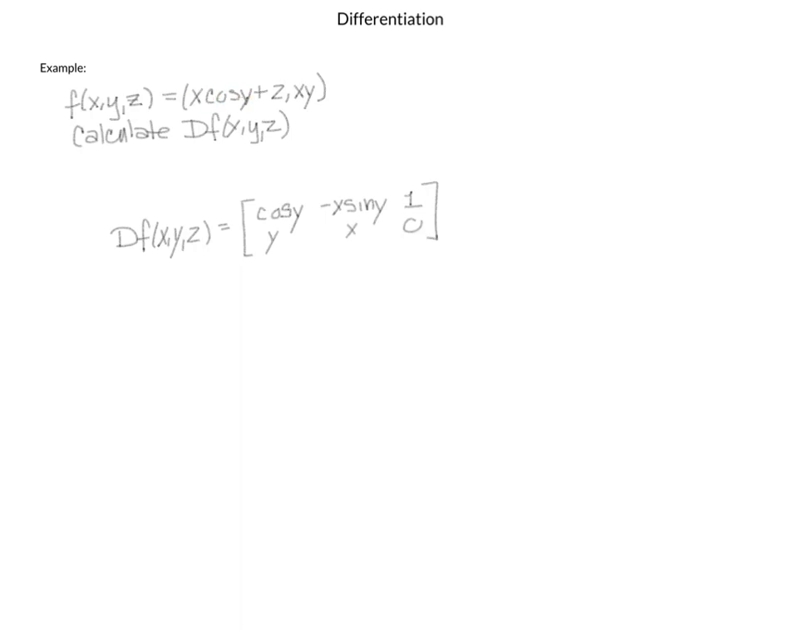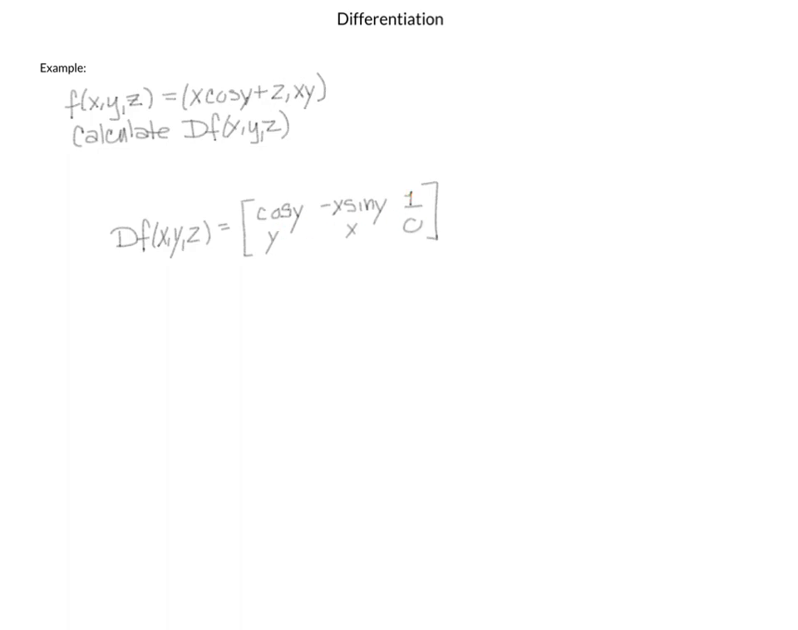So again, starting here for this first line, the derivative of this with respect to x, cosine y is just considered a constant. So x times a constant, the derivative of that is just a constant. And then z goes away because it's just a constant. Next, we take the derivative with respect to y. So now we have x, and the derivative of cosine y is minus sine of y, and the derivative of z, which is just a constant, is 0. Last, we take the derivative with respect to z, and this is a constant, so it goes away, and then we have 1.